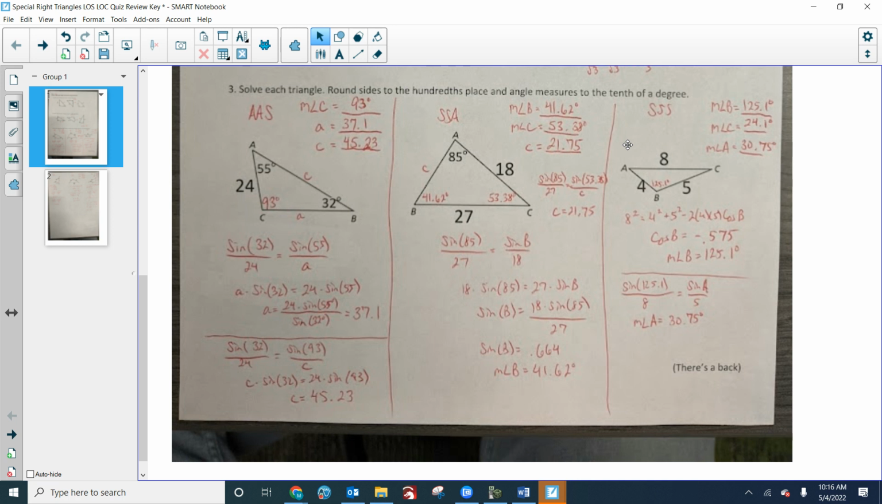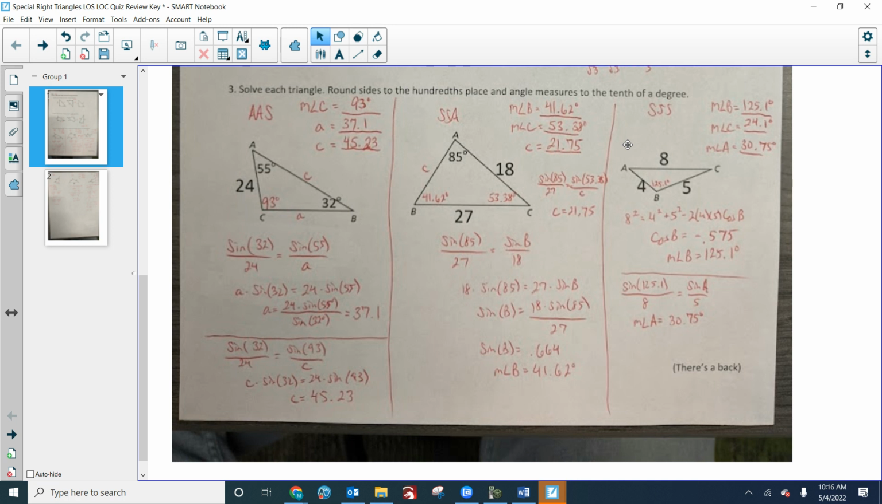Another point that you might want to write yourself a note about. Do you agree if you have SSS and you have to find an angle first, there's no other missing sides, you could have an ambiguous case there, couldn't you? Does that make any sense to you? If you have SSS and you find an angle, you could have an ambiguous case.